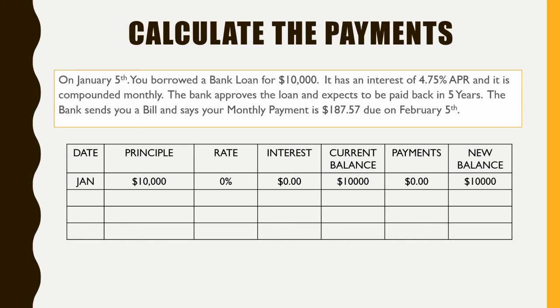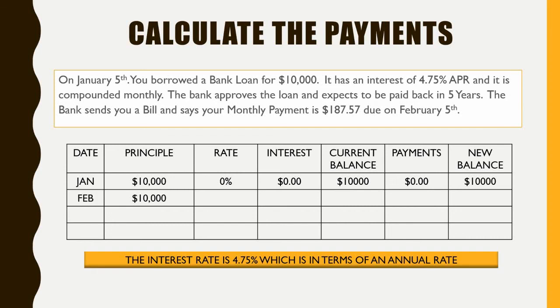So at the end of the day, when you're making a bank loan payment, you're always going to pay the interest off first. So in this case, let's take a look. If I borrowed $10,000 from the bank and my interest rate, once again, is 4.75%, and I'm doing it every month.